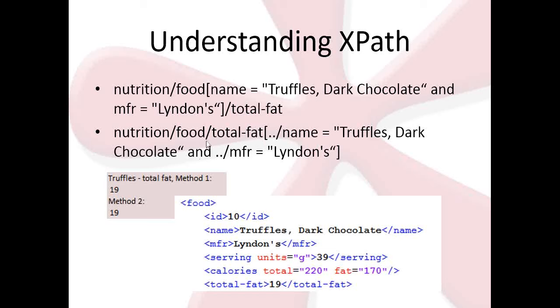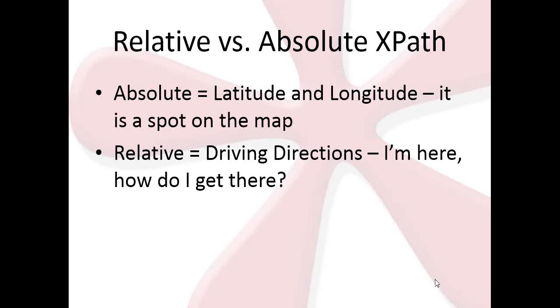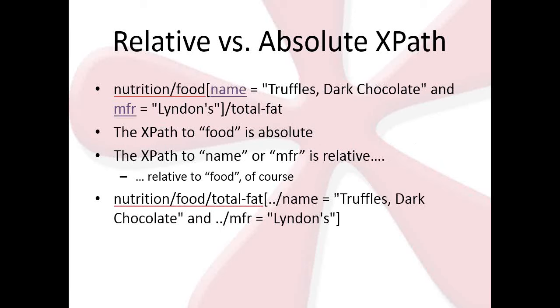How do I get to the name node for the preceding food or the following food? How do I get to the name node for the food that is not truffles? Those are all relative XPaths. They all involve navigating around in the same general area from one node to another. So if we take a quick look here at our XPaths again, the XPath to food is absolute.